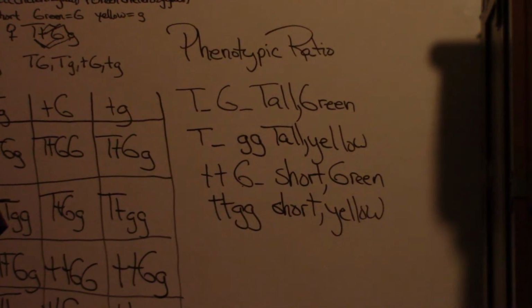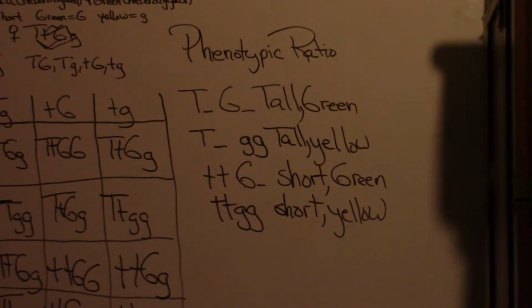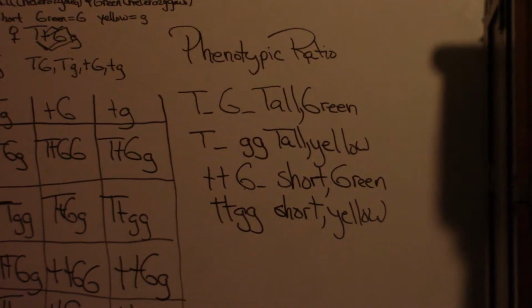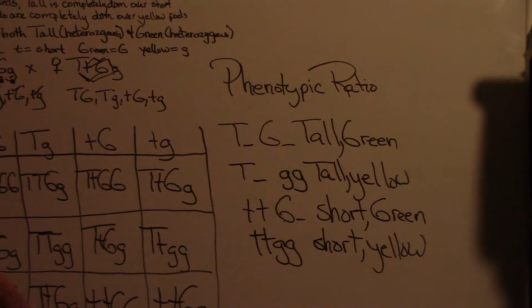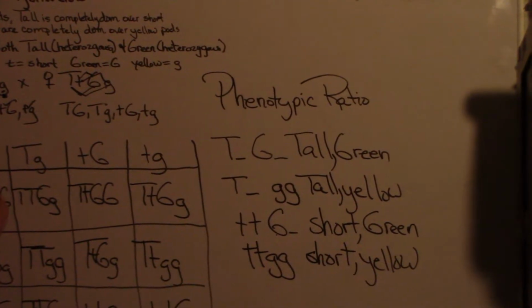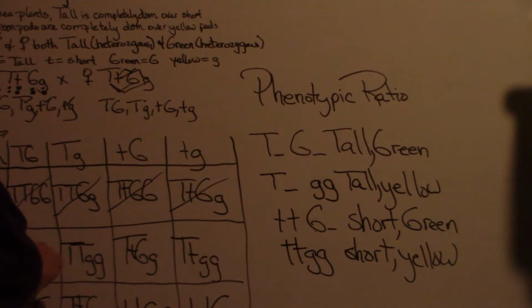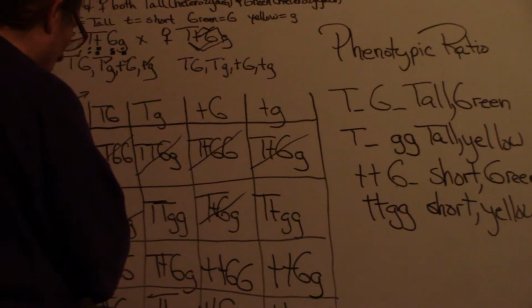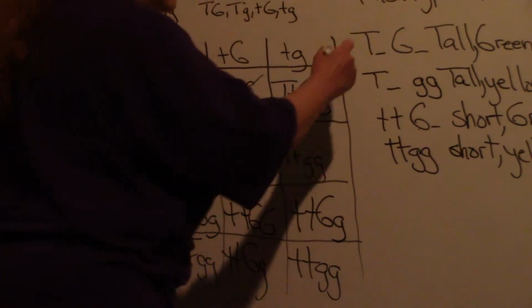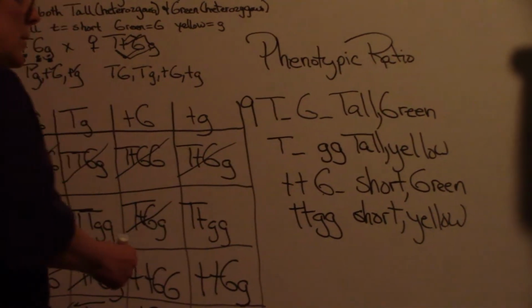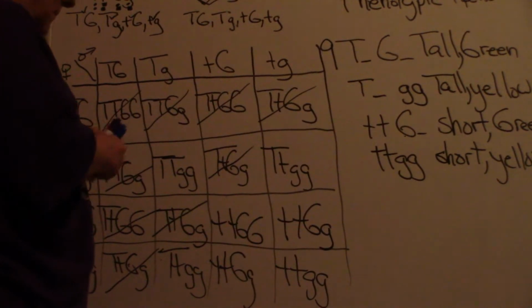Then it's just simply counting these. So here we go. I'm going to start with the tall green. So any of them that have a big T and a big G. And I like to mark through them. 1, 2, 3, 4, 5, 6, 7, 8, and 9. So there are 9 that are tall with green pods.